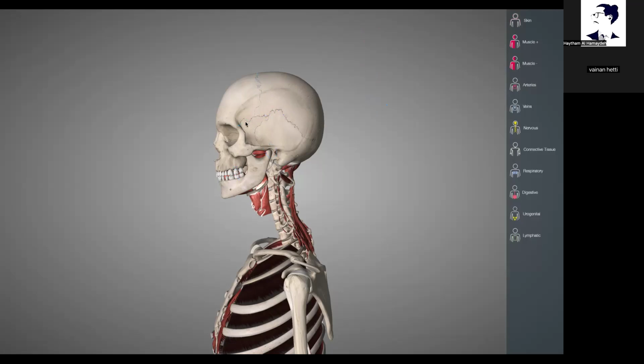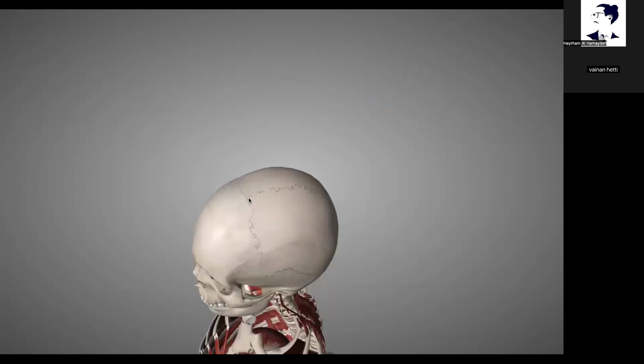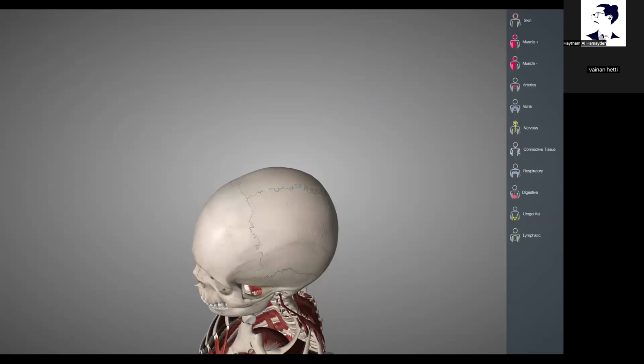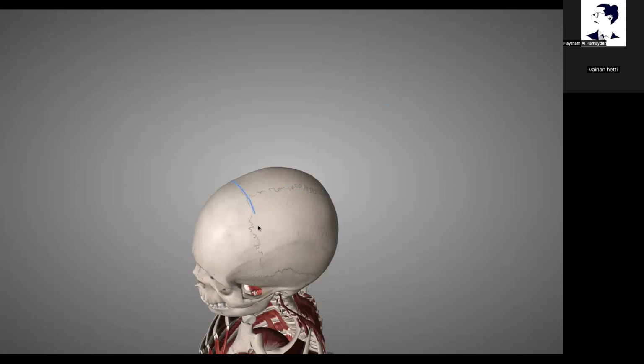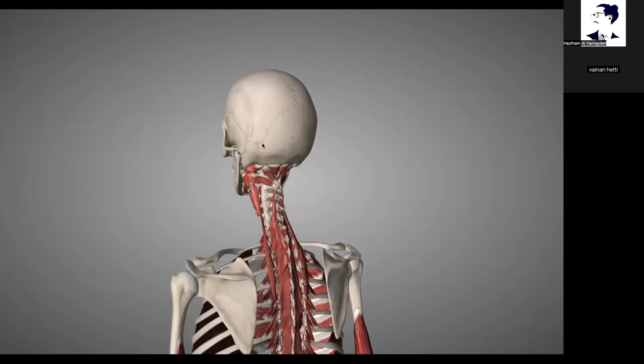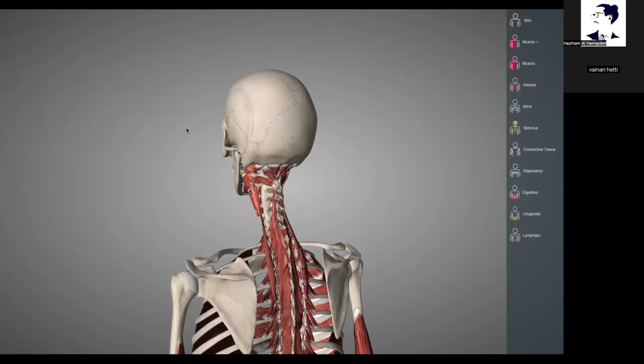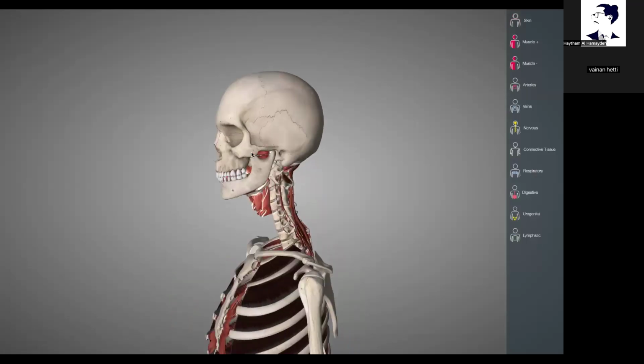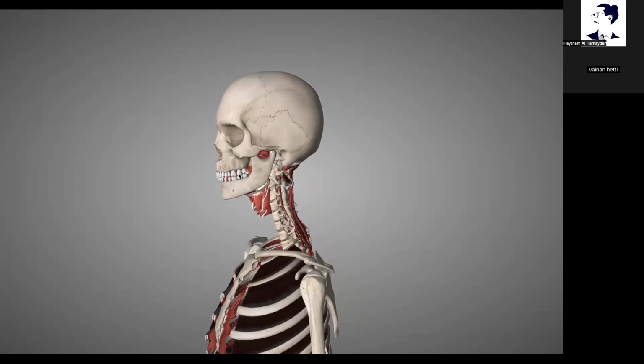Okay? Examples of sutures. Sagittal suture, here, this one, between the parietals. Coronal suture between parietals and frontals. And finally, Lambdoid suture between parietals and occipital. Okay. First point done. Second point, Gomphosis.